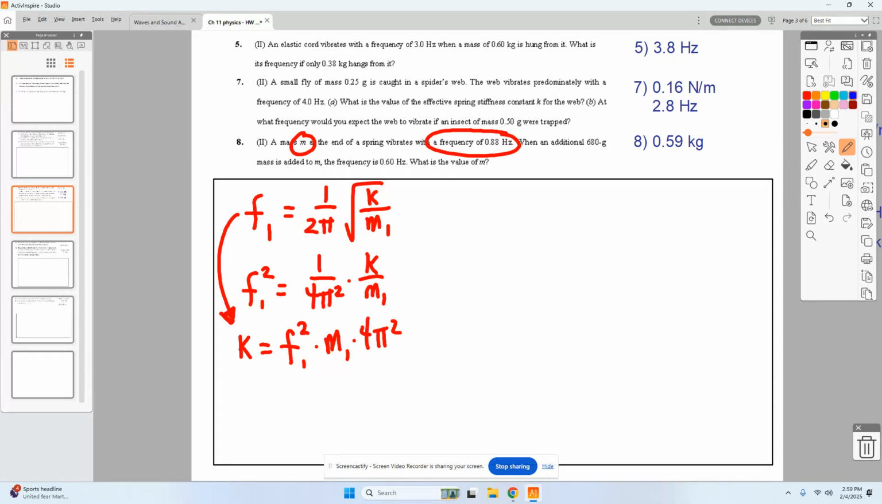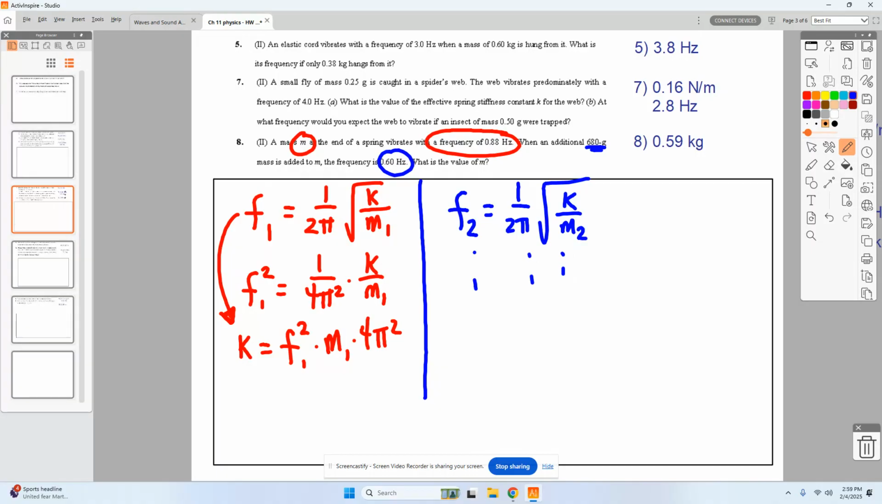The other oscillator involves changing this mass from M1 to M1 plus 0.68. I'm going to switch this over to a blue color so we can see how this equation can be written. The new frequency, which is given to us, is equal to 1 over 2 pi times the square root of k over M2. Let's rewrite that just like I did down here. I can do the exact same steps, and we'd get that k is equal to F2 squared multiplied by M2 multiplied by 4 pi squared.